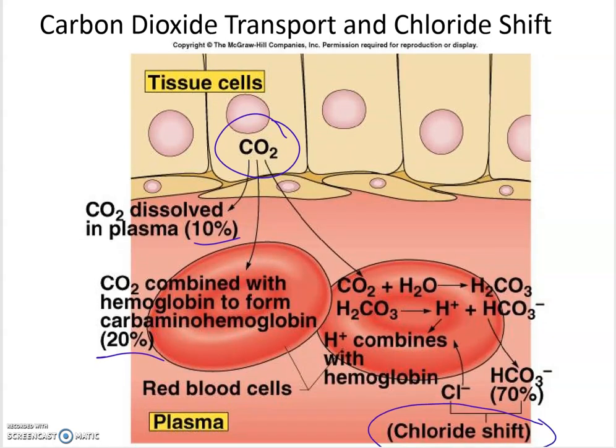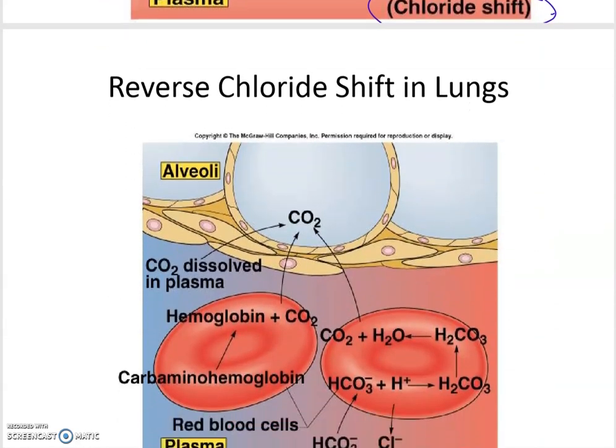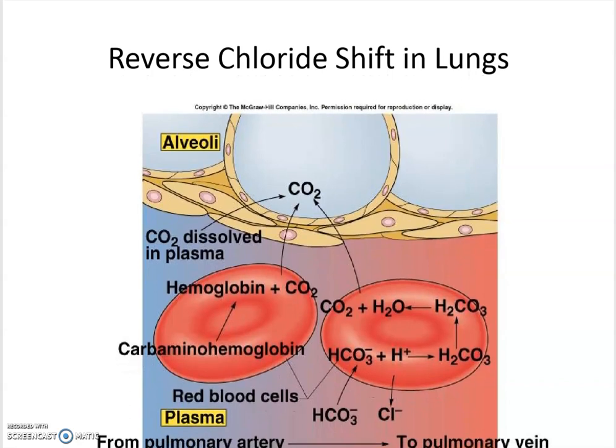The chloride shift means that the CO2 that combined with water to form carbonic acid then dissociates into hydrogen ions and bicarbonate ions. Now, the concentration of the bicarbonate gets so high that it leaves the cell by diffusion, and we're inviting the chloride in. That's known as the chloride shift. And the reverse chloride shift in the lungs, as we saw previously.